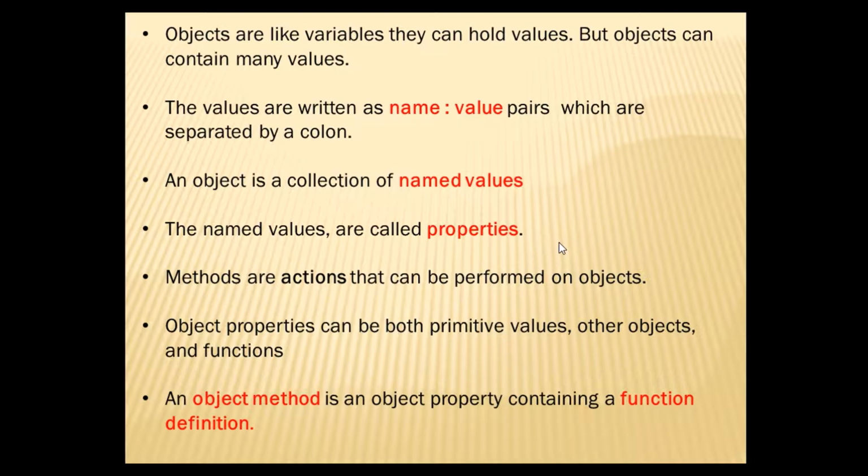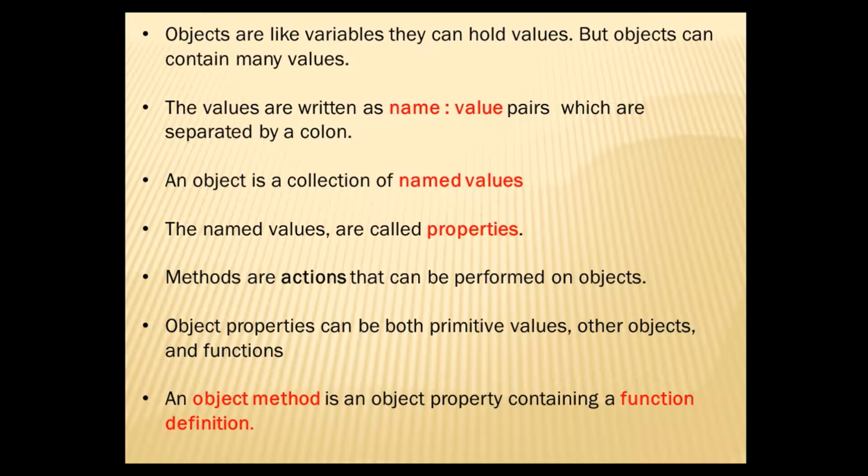Okay, properties. Methods are actions that can be performed on objects. So methods are also an important concept in objects. Object properties can be primitive values, other objects, and functions. An object method is an object property containing a function definition.